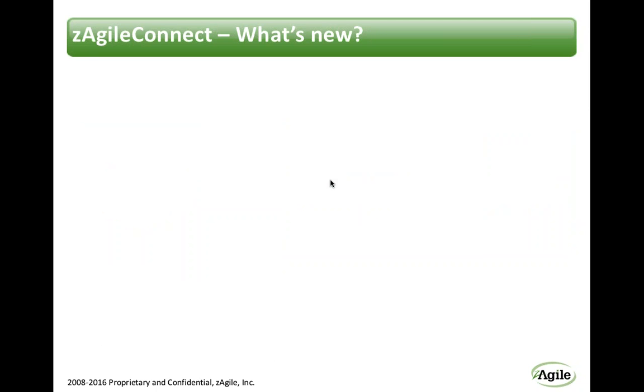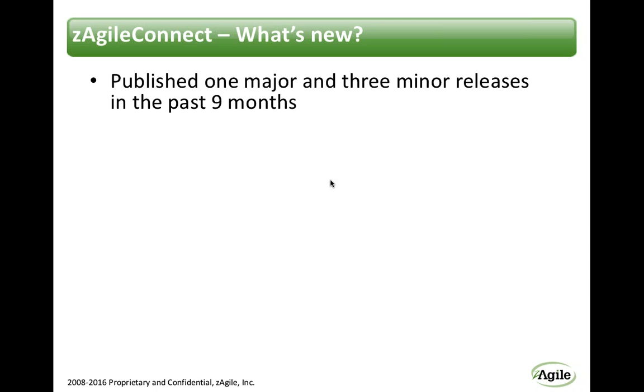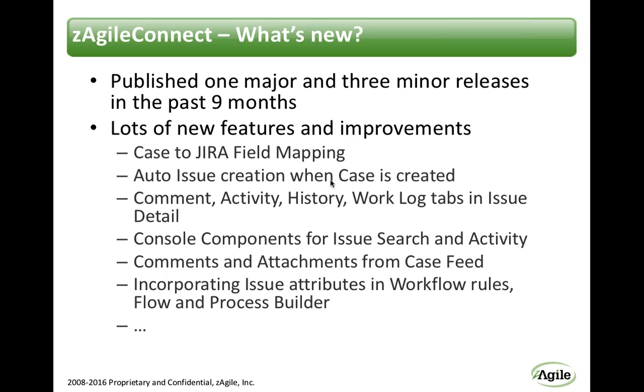So let's now jump into what's new with Zagile Connect. As I mentioned earlier, we have introduced a number of features and enhancements in the past few releases. And for many of you who are familiar with Zagile Connect, here we'll point out what's new, things that you can leverage by upgrading. So first of all, over the past 9 months, we published 1 major and 3 minor releases. So we have been busy. And there's lots of new features. So I'll start with the first one, and I'll describe each one briefly.